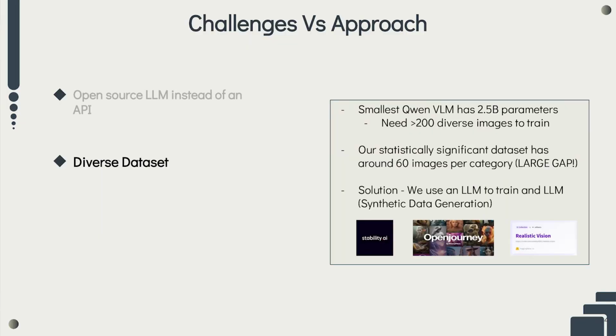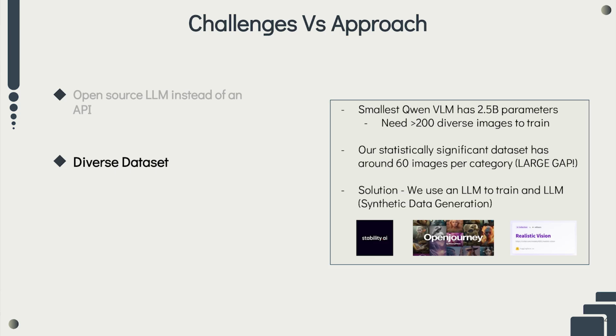The smallest Qwen model has around 2.5 billion parameters, which requires around 200 curated ad images to train for each category that we identified. After annotating around 1500 ads, we just had around 60 images per category. So it's still a very small number, and if we want to go to that level, we'll have to have significantly high human work. So we go to a very preferred solution, which is using an LLM to train an LLM. It's called synthetic data generation.